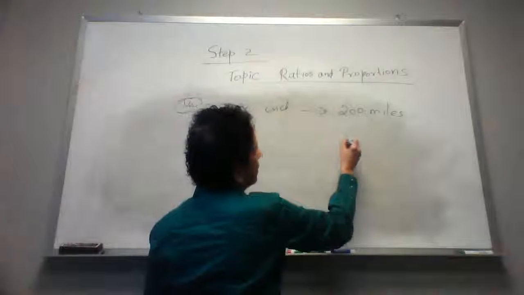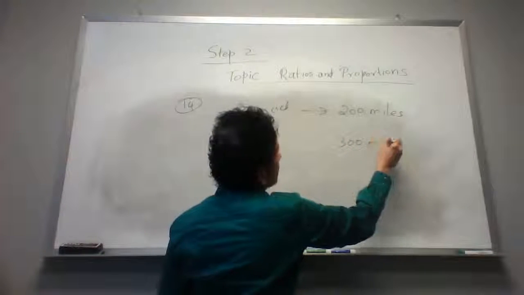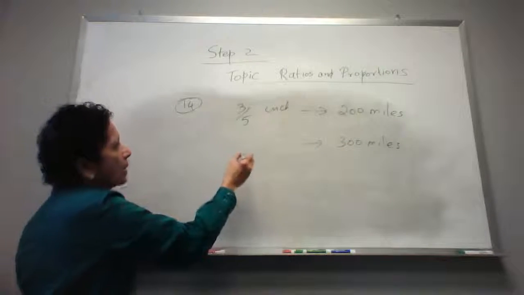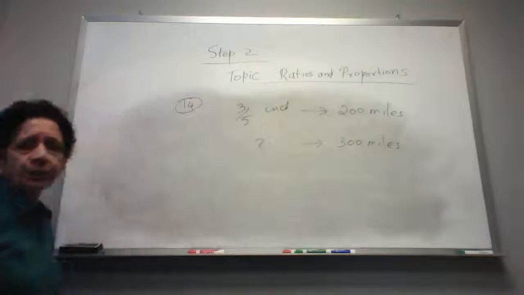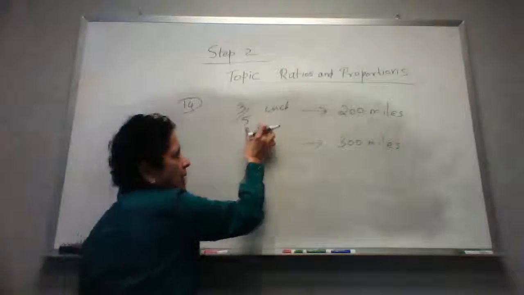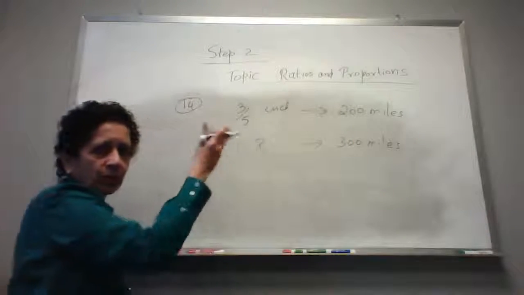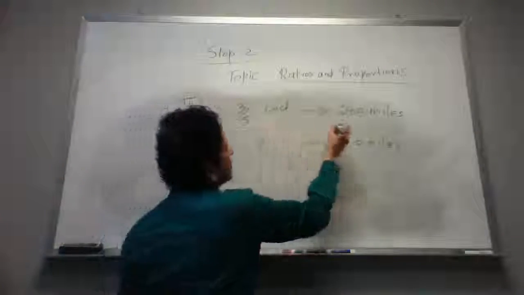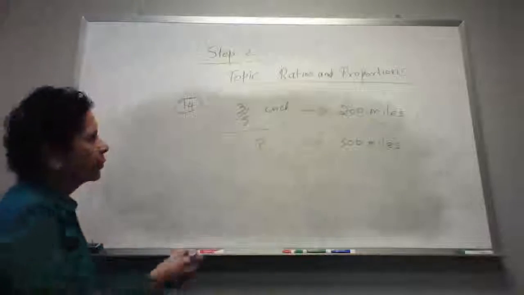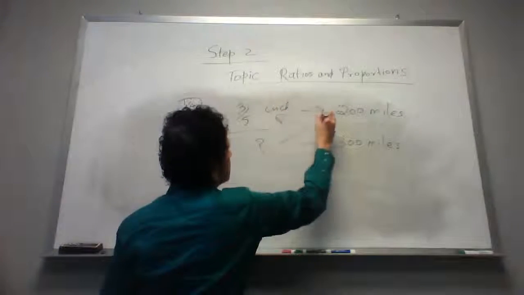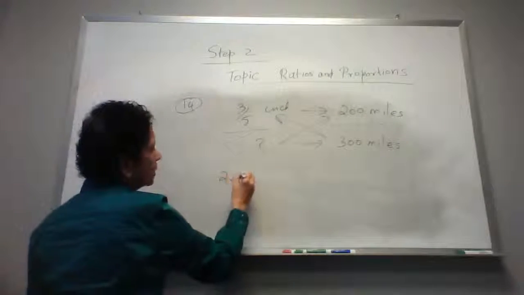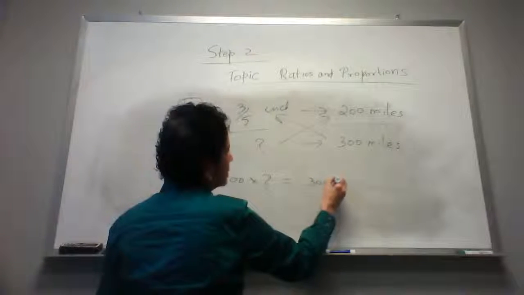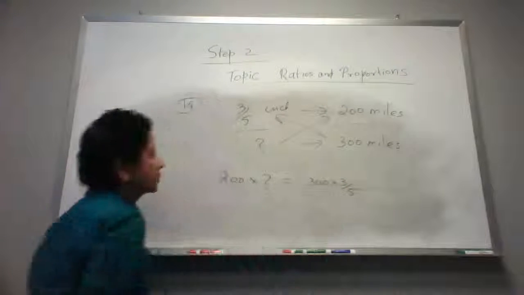So if you have to drive 300 miles, you want to find out how much the distance is going to be on the map. Okay, so there are inches and then the miles. So you set it up, there are two things, so you need to set it up like 2 columns like this. Then you just divide, just like before, and then you do the cross multiplication. So 200 times the question mark equals 300 times 3/5, right?